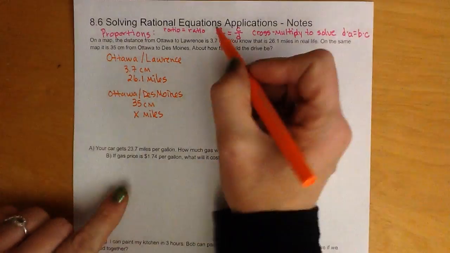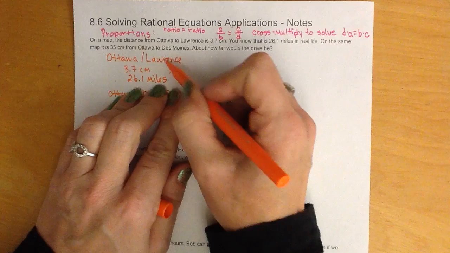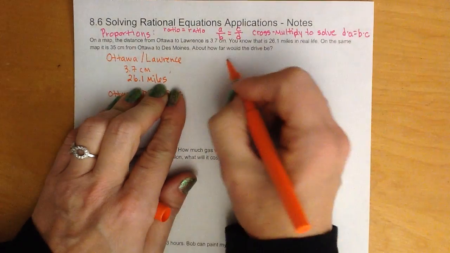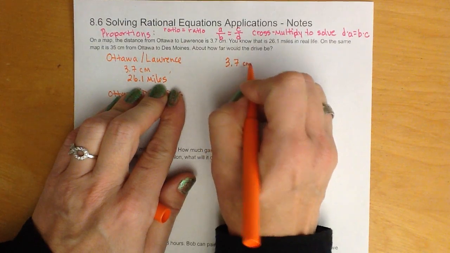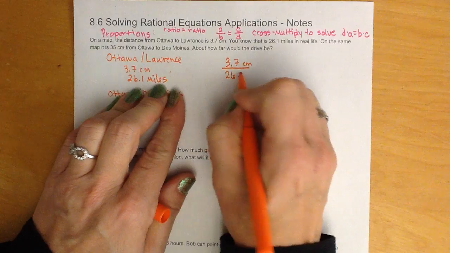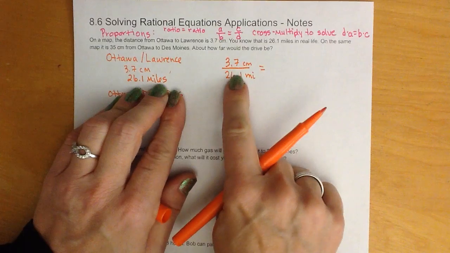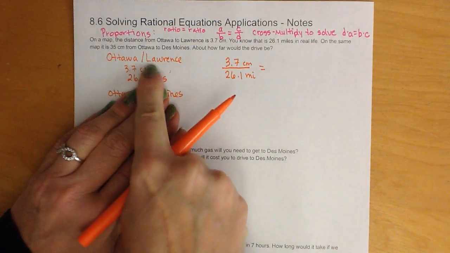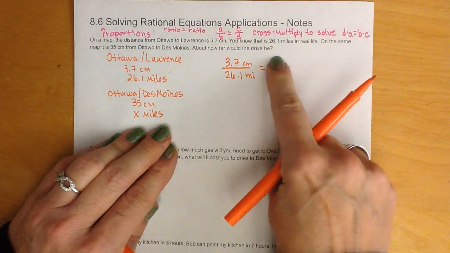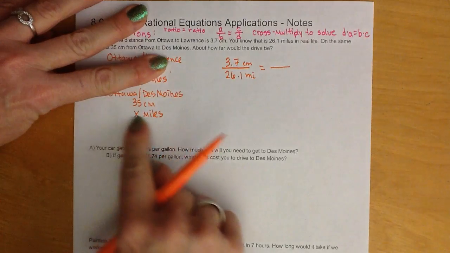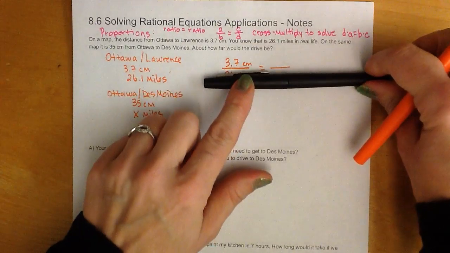When I write my first fraction or ratio, I'm going to make a comparison of the two pieces of information from Ottawa and Lawrence. So if I want to say 3.7 centimeters over 26.1 miles, then these two match because they're both information about the Ottawa-Lawrence situation. Now on the other side, these two are going to match because they will both be information about Ottawa and Des Moines. However, my two numerators need to match. So how do I make that happen?